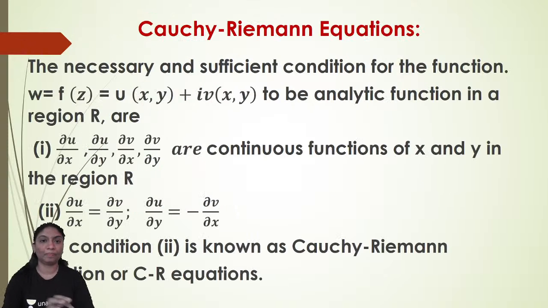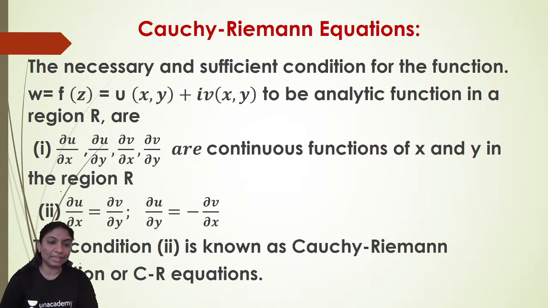Okay. Now see, the main point in this lecture is Cauchy-Riemann equations. So what are those equations? The necessary and sufficient conditions for the function w is equal to f of z, which is equal to u of xy plus iv of xy, to be an analytic function in a region R, are ∂u/∂x, ∂u/∂y, ∂v/∂x, and ∂v/∂y are continuous functions of x and y in the region R. Okay, all are continuous functions of x and y in the region R.